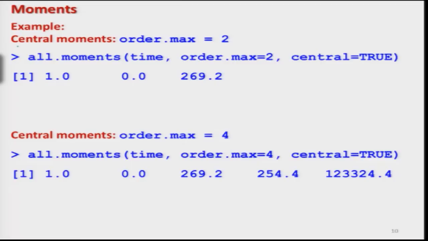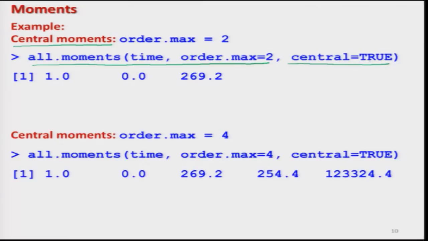So, again I will repeat the same thing: first I will compute the central moments up to order 2 and then up to order 4. My command remains the same as the earlier command, all dot moments of the time data vector with order max equal to 2. I simply have to add one more argument, central equal to logical true. The default value is central equal to false.